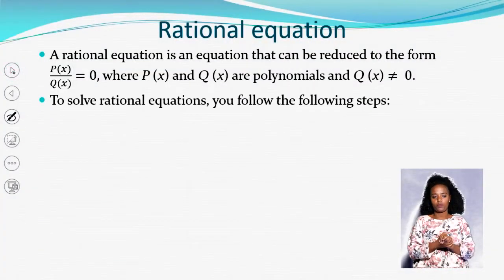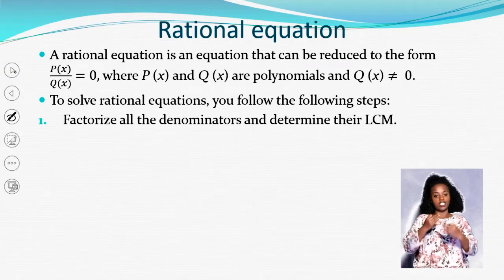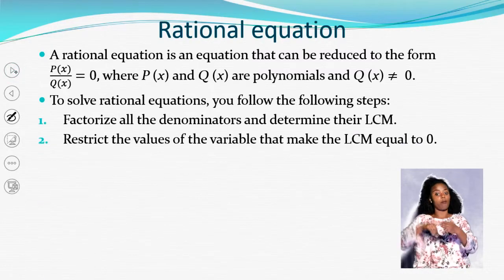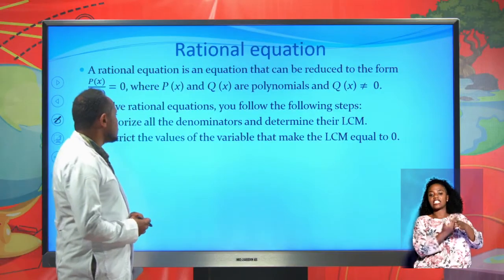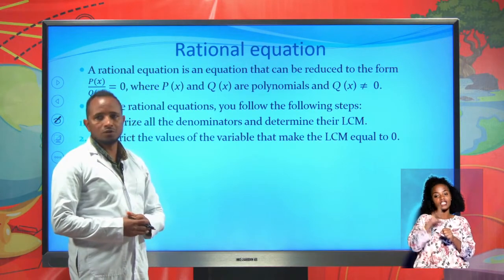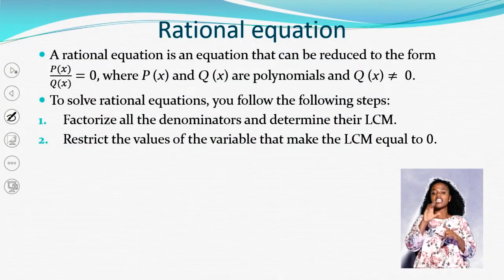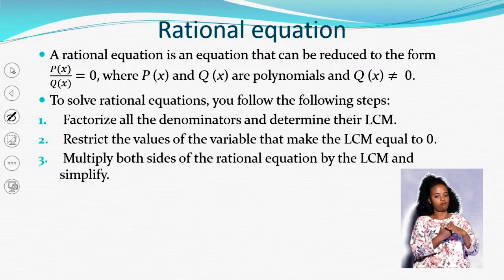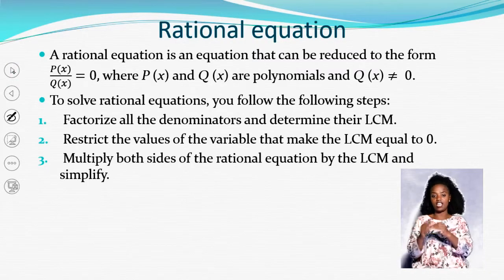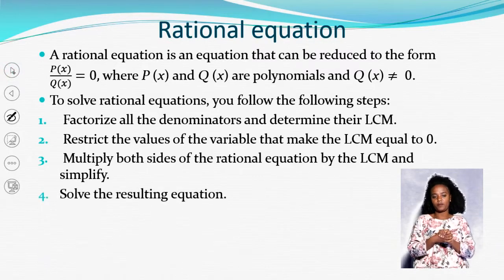To solve rational equations, you have to follow the following steps. 1. Factorize the denominators and determine their LCM. 2. Restrict the values of the variable that make the LCM equal to 0. 3. Multiply both sides of the rational equation by the LCM and simplify. After that, solve the equation.